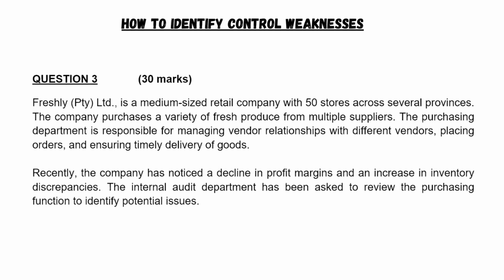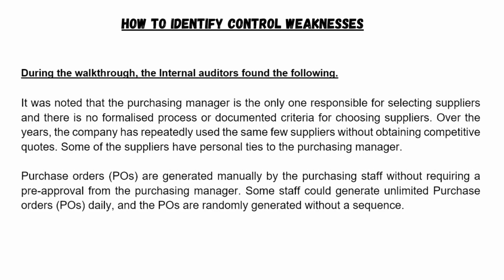It is stated that Freshly Pty Ltd is a medium-sized retail company with 50 stores across several provinces. The company purchases a variety of fresh produce from multiple suppliers. The purchasing department is responsible for managing vendor relationships, placing orders, and ensuring timely delivery of goods. Recently, the company has noticed a decline in profit margin and an increase in inventory discrepancies. The internal audit department has been asked to review the purchasing function to identify potential issues. During the walkthrough, the internal auditor found the following.